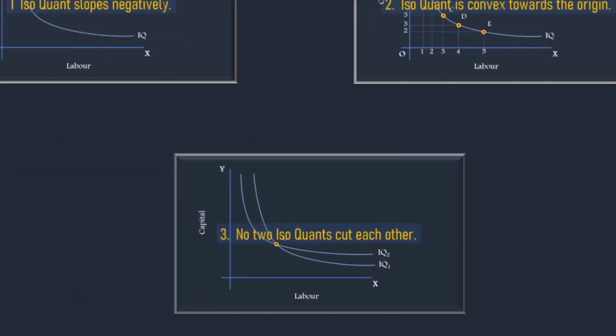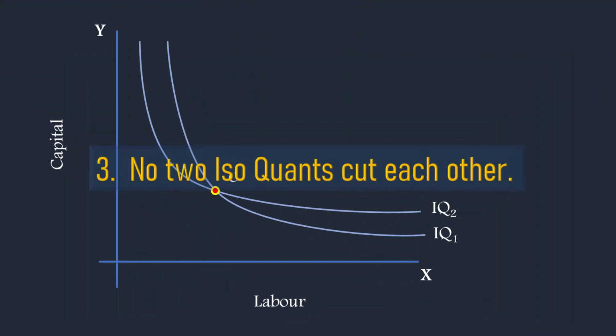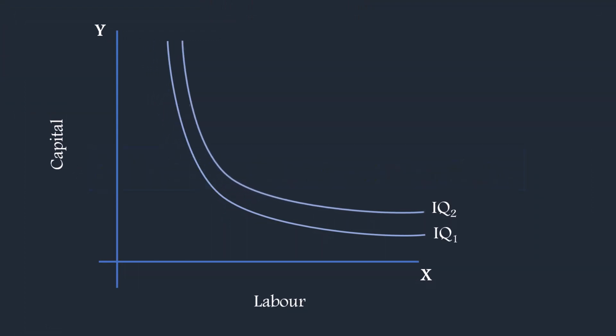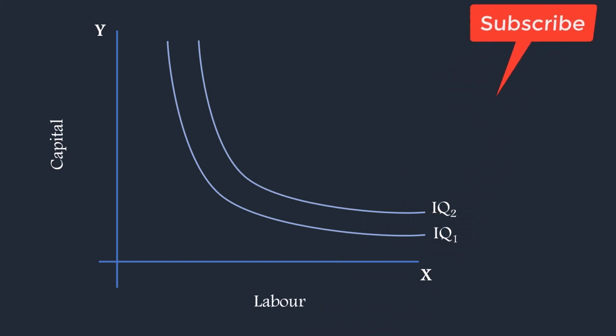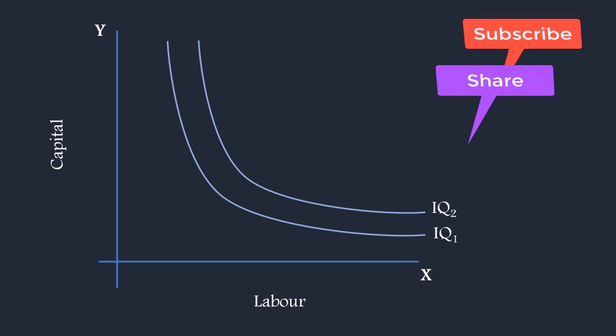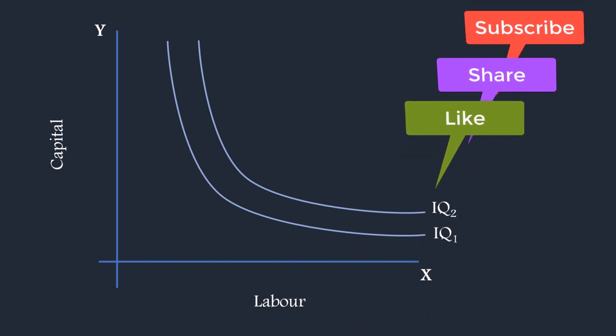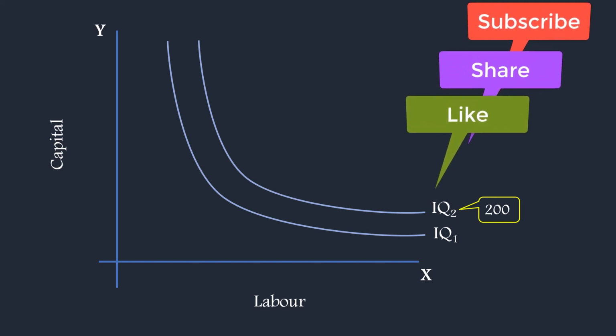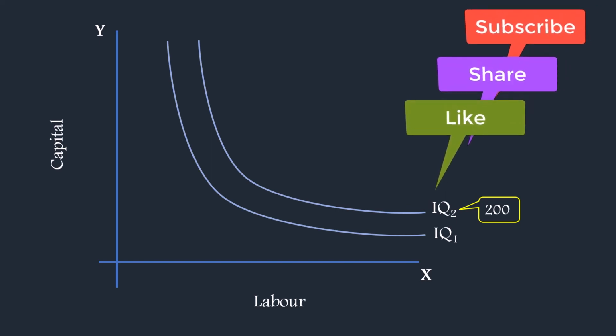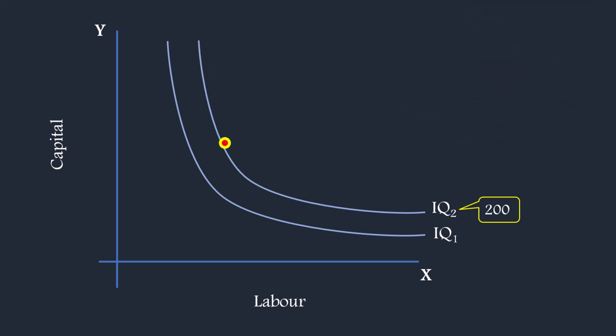Third property. No two isoquants cut each other. IQ1 and IQ2 are two isoquants. We know an isoquant that lies to the right of a given isoquant represents a higher level of output. Accordingly, IQ2, which lies to the right of IQ1, represents 200 units of output. It means all the factor combinations in IQ2 produce 200 units of output.